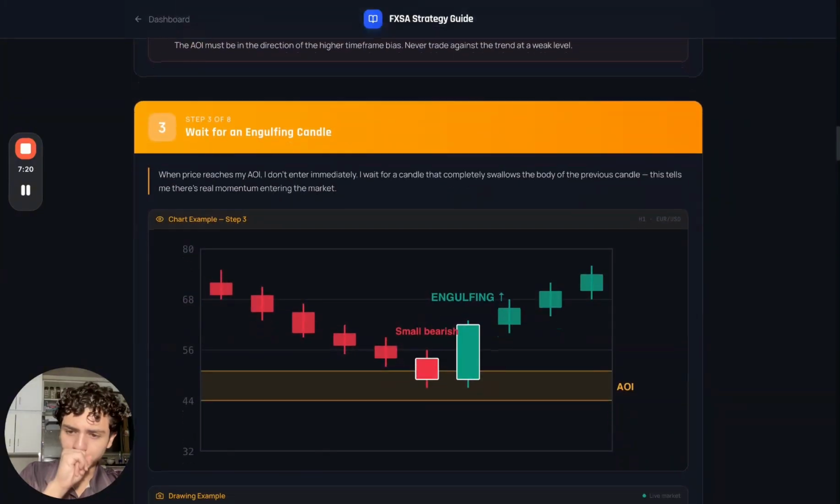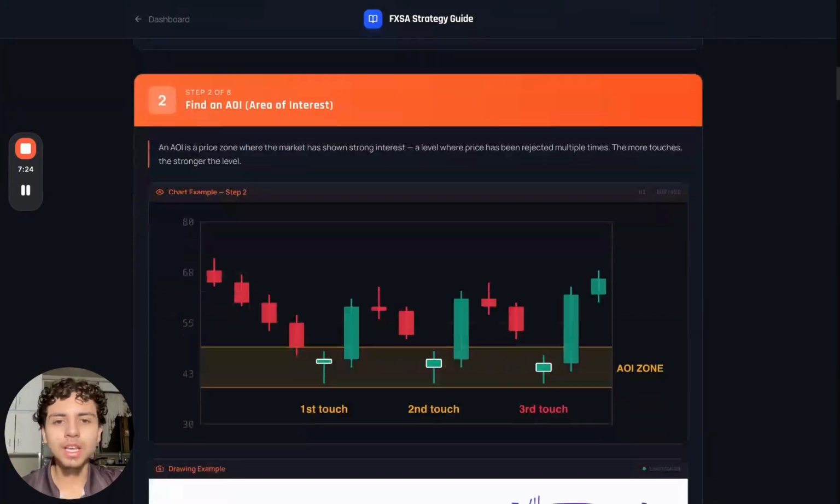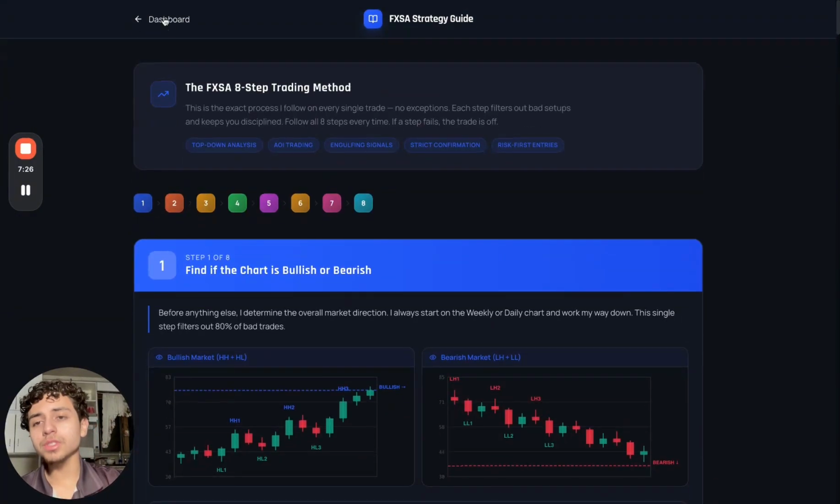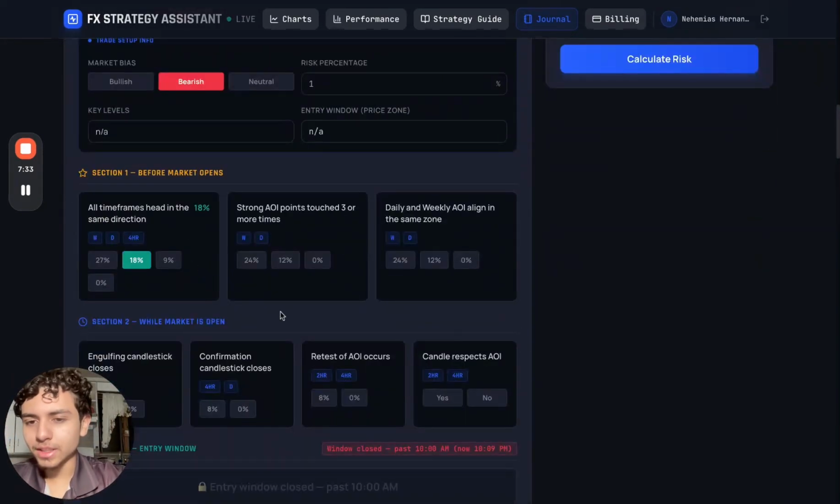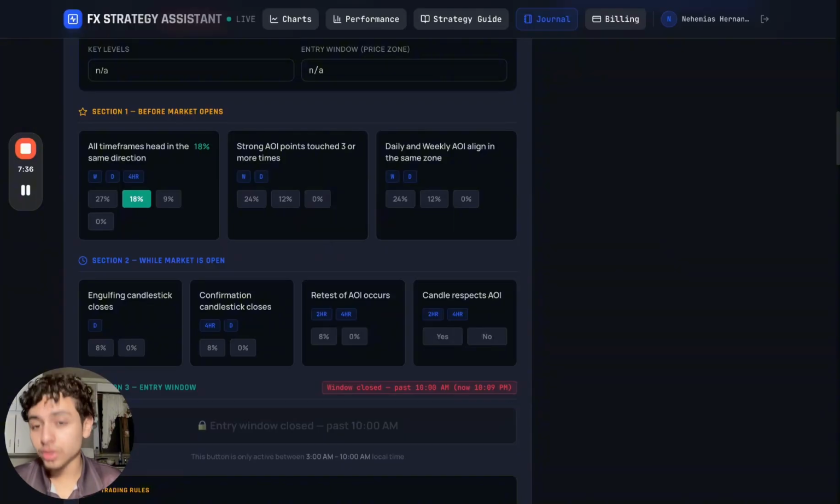So for it to be a respected zone, it has to be touched at least 3 times. So good, we found the area of interest. Let's go back to the dashboard. So back here on the dashboard, let's say we did this at 18%. Let's say they all touch. So a strong area of interest has points that touch 3 or more times on the weekly and on the daily time frame. And you're like, you know what? Yes, it did. Both of them did.